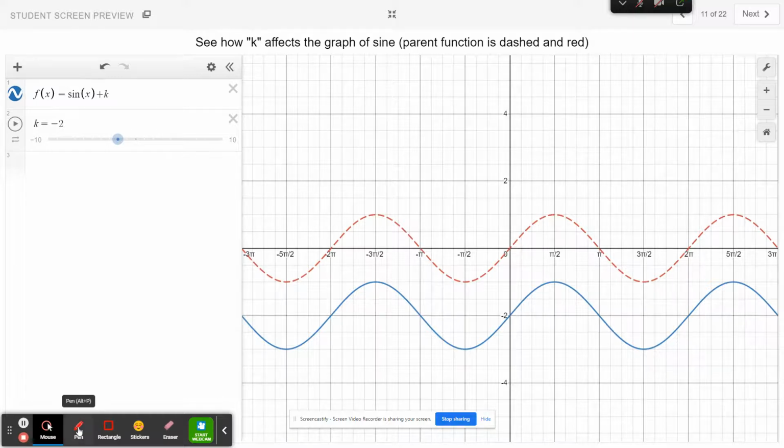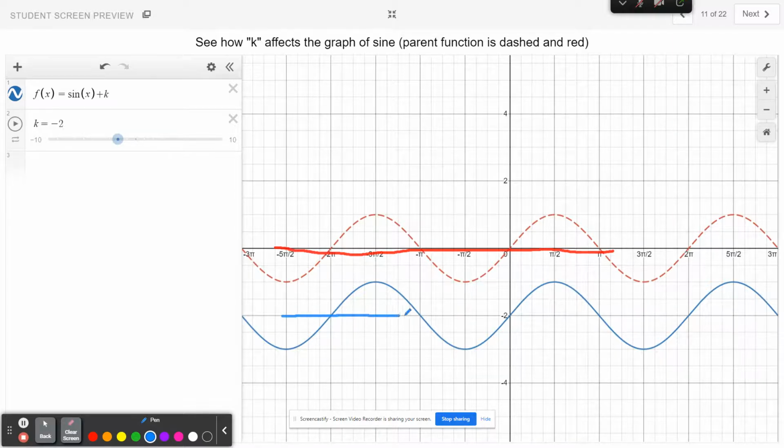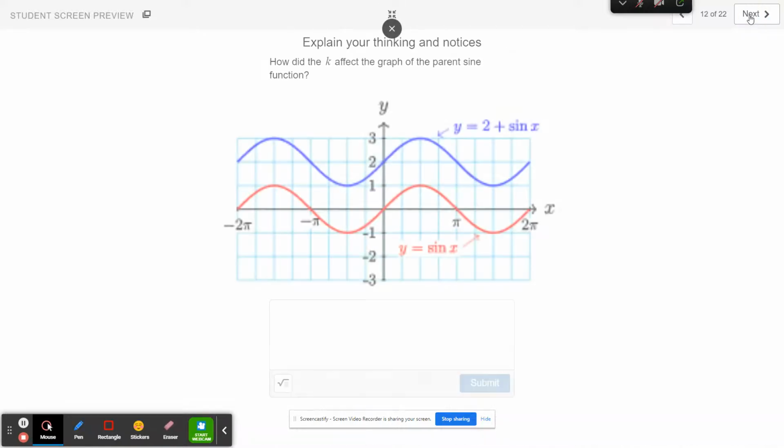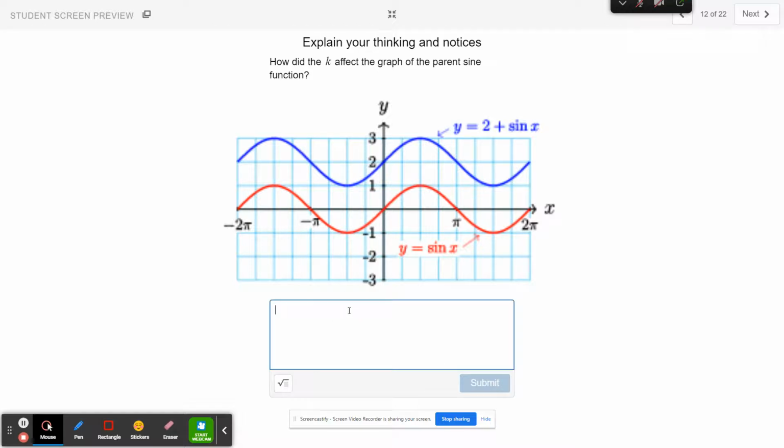Another thing I want to point out is on the original one, the midline is here at the x-axis. I wish I could draw a straight line. There's our midline. Now that I've shifted it down 2 spots, where's my midline at now? Now my midline is at negative 2. So for sine and cosine functions, our midline will always be k. K is going to control that midline. All right, so I just wanted to point that out. So how did k affect the graph of the parent sine function? It shifts the graph up and down.